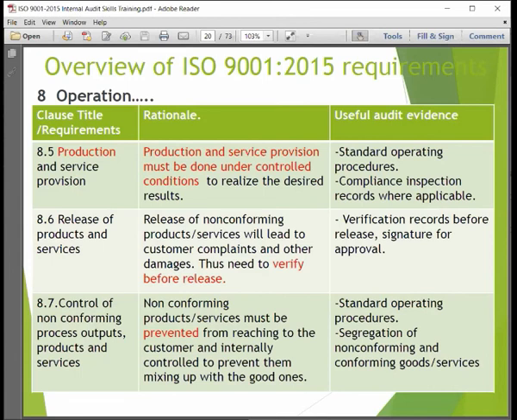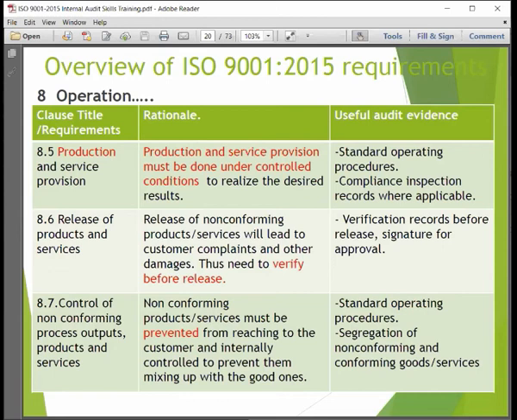Release of products and services. Before you release the product or service, you have to ensure that it meets all the requirements. The rationale: release of non-conforming products will lead to customer complaints and other damages. That's why you need to verify before release. Audit evidence could be verification records before release, or signature or approval.